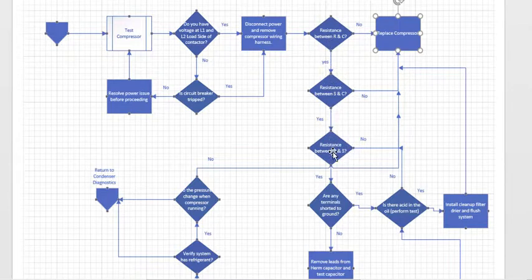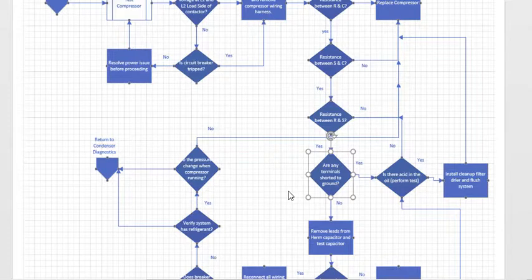Now, if you have proper resistances, and by the way, R to S will be very close to the sum of the two numbers you got from R and C and S and C. R to S checks the full circuit. If we have proper resistance, the next thing we're going to do is check and make sure that we don't have any shorts to ground.